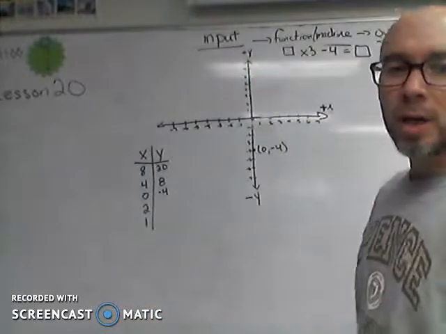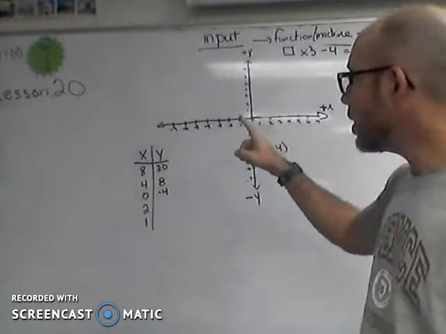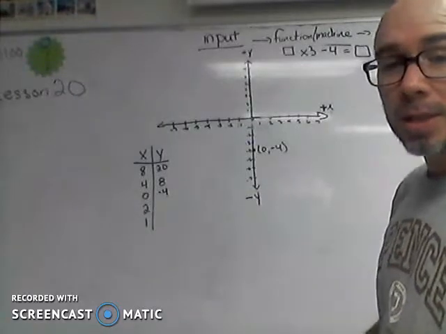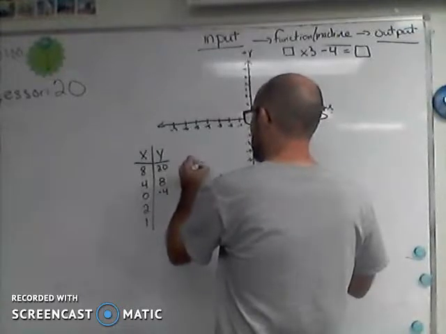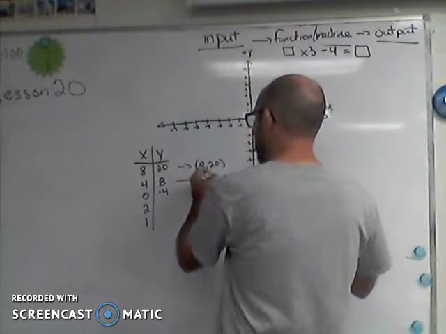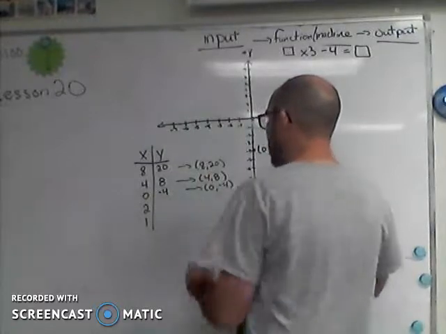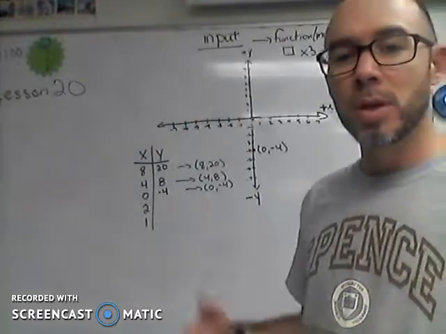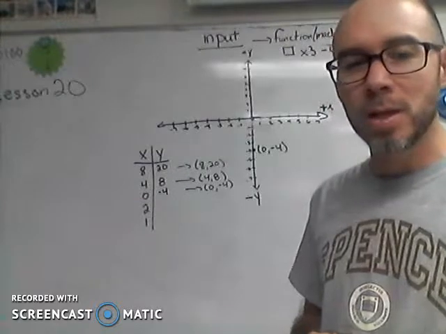And the example we were doing already, you plugged in 8, 4, and 0, and out came 20, 8, and negative 4. Now what we did with those is we said basically we're generating, when we do that, ordered pairs. So this turns into the address 8, 20. This one is the address 4, 8. And this is the address 0, negative 4. Because the x is the input and the y is the output. The x is your independent variable, and your y is your dependent variable.